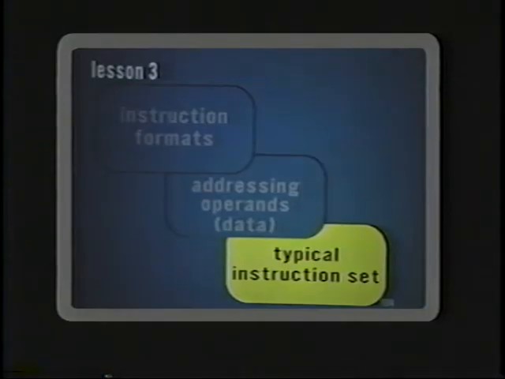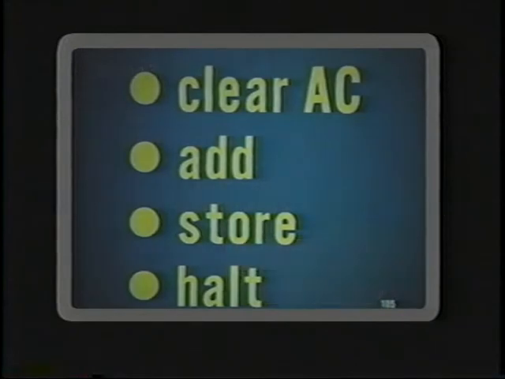In this lesson, we will define a typical instruction set and explain how the instructions can be used to write some simple programs. A typical instruction set could include these 4 elementary instructions: clear accumulator, add, store, and halt. We will briefly define each one.